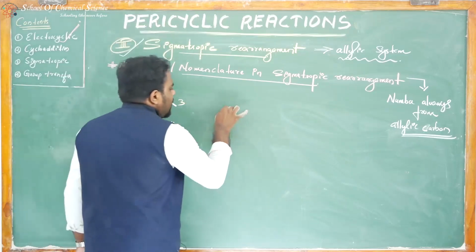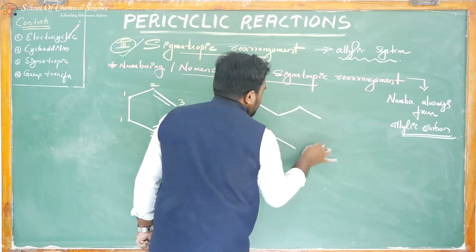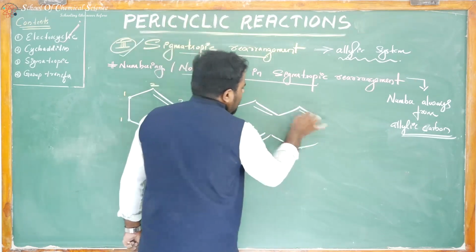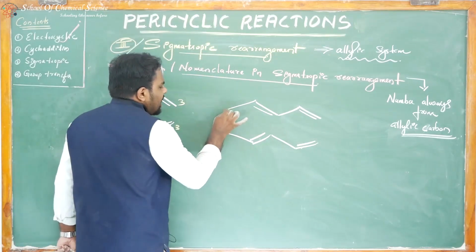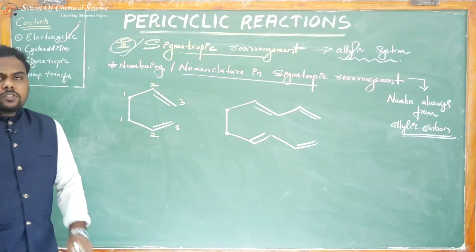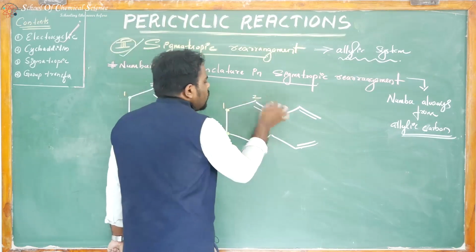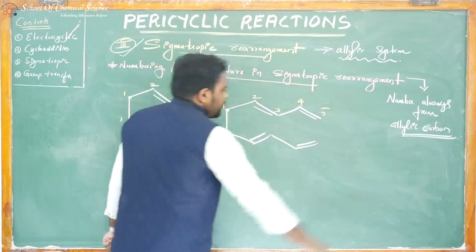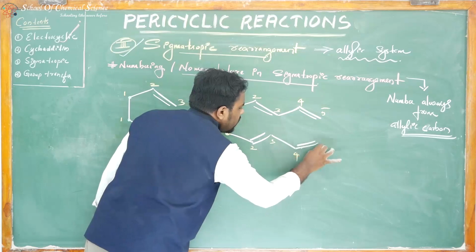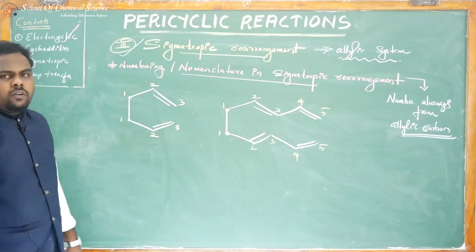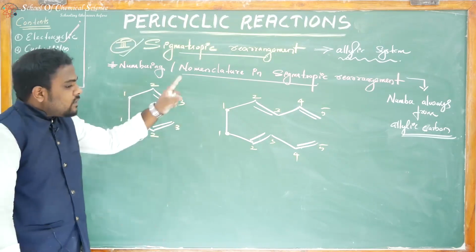Then in the next example, the next system that shows sigmatropic rearrangement. Pi bond, pi bond, pi bond, pi bond. Which is the allylic carbon here? This carbon is an allylic carbon. So give the first number to the allylic carbon. Allylic carbon is 1, 2, 3, 4, 5. Then on the opposite side also give 1, 2, 3, 4, 5. So this is the 1-1 bond. Clear?